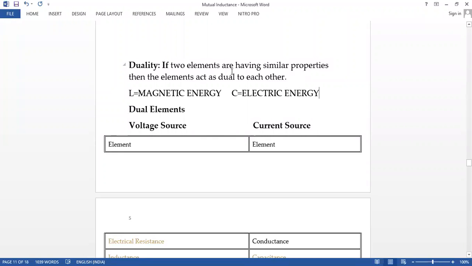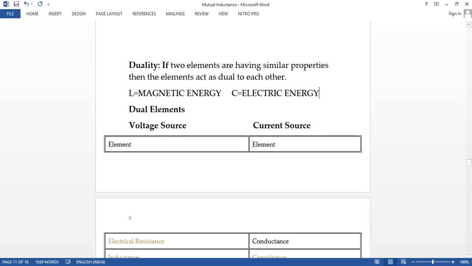So now we say, what is duality? If two elements have similar properties, then the elements act as dual to each other. I'll take an example: you might have seen the RRR trailer. One person is representing water, another person is representing fire. So two elements, water and fire, are similar to each other. So here also, magnetic energy is created by the inductor, electric energy is created by the capacitor. So these two elements are called dual elements.